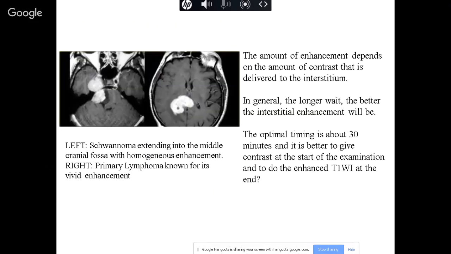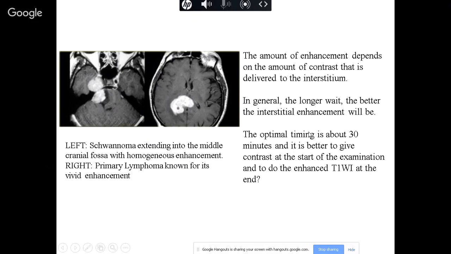All right, enhancement. So this is the case. You look at this: homogeneous, no necrosis, lymphoma. That's it, if the patient is not immune compromised. And this is the CP angle. Am I right? Yes. So this is the schwannoma. Am I right? Yeah, schwannoma there. Okay. So that's the longer the better.